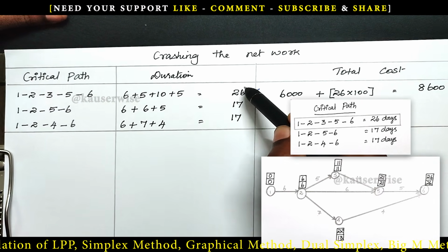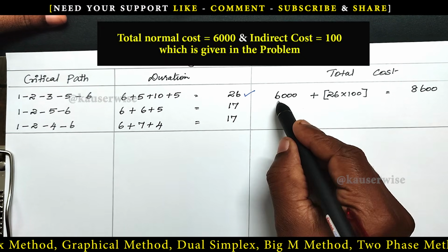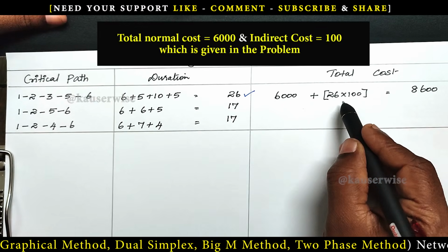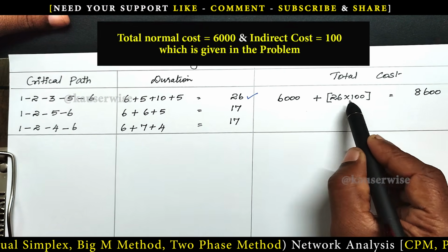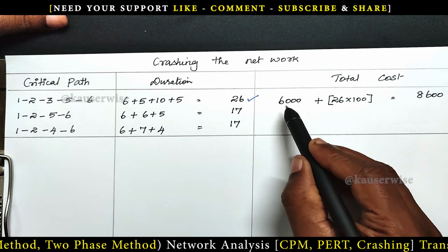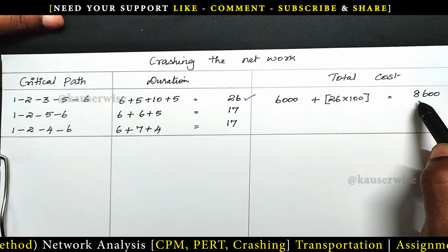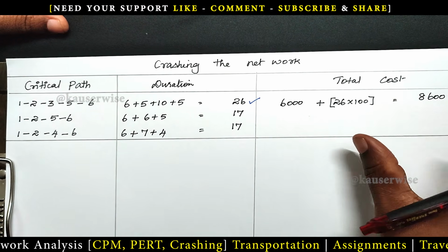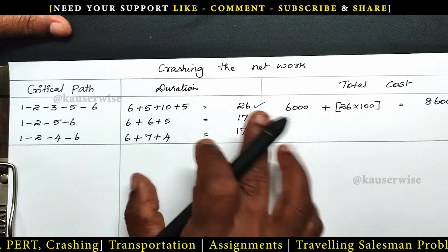So 26 days. For that, what will be the normal total cost? Total normal cost plus indirect cost. For indirect cost, 26 days, 26 into 100 rupees each, total 2600. Direct cost plus indirect cost is equal to total cost 8,600. This is the normal cost for the normal project completion time.